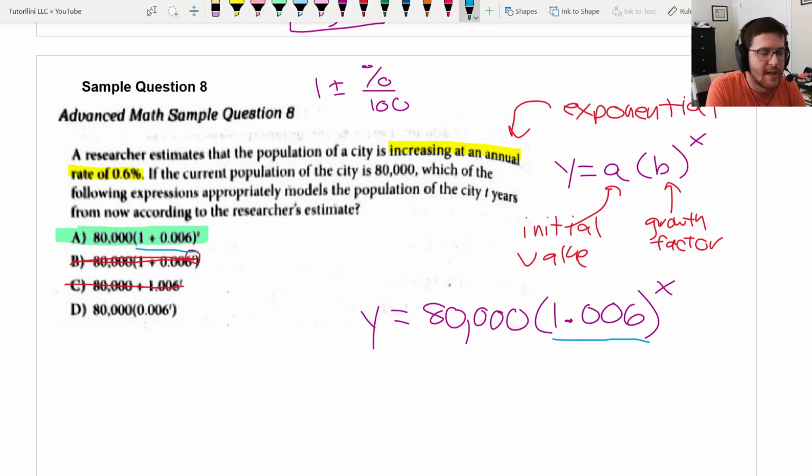So make sure, I have an Ottocento video on percents. Please make sure you know how to calculate a percent multiplier. That is one of the most criminally misunderstood things going into the test. So make sure you know it. So we did 1 plus 0.6 divided by 100. If it were a decrease, we would have done 1 minus 0.6 divided by 100. Great, let's keep going.